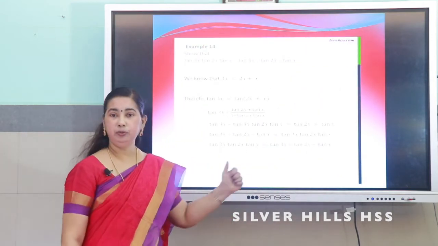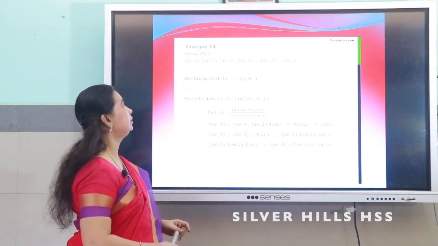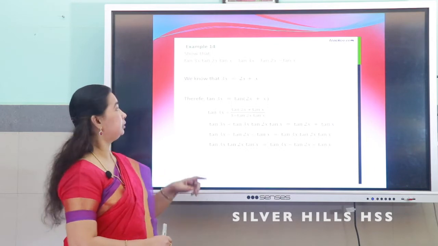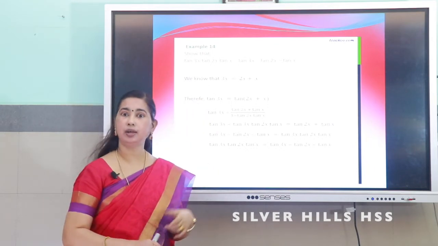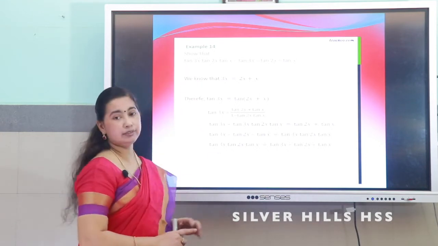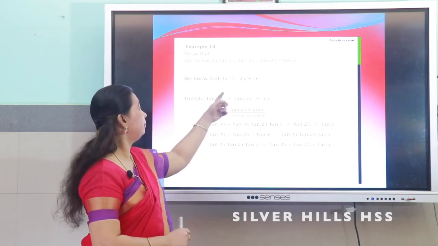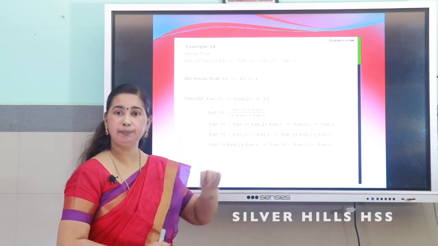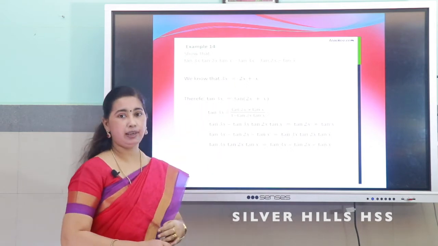So, now we will move on to the problems. Show that tan 3x into tan 2x into tan x equal to tan 3x minus tan 2x minus tan x. How can we prove this? This we can start with the greater value. Greater value is 3x. So, 3x can be written as 2x plus x. 3x is the same as 2x plus x.